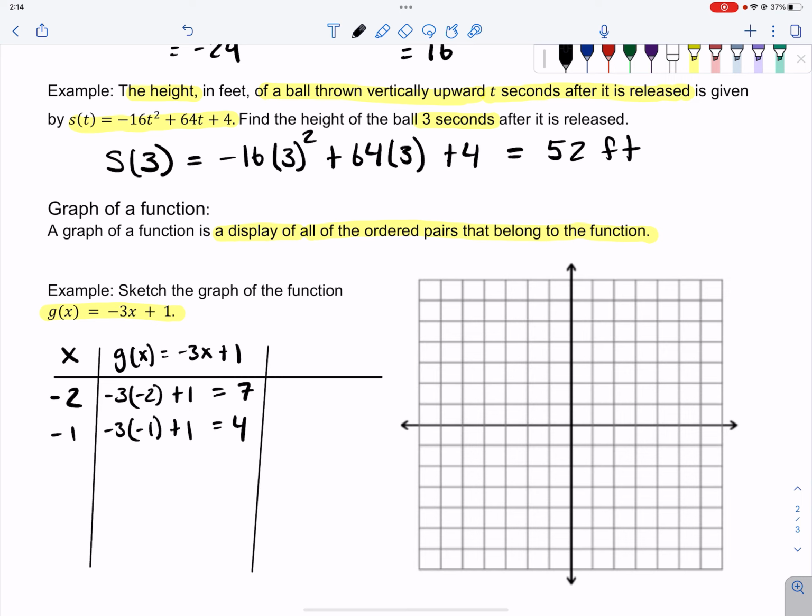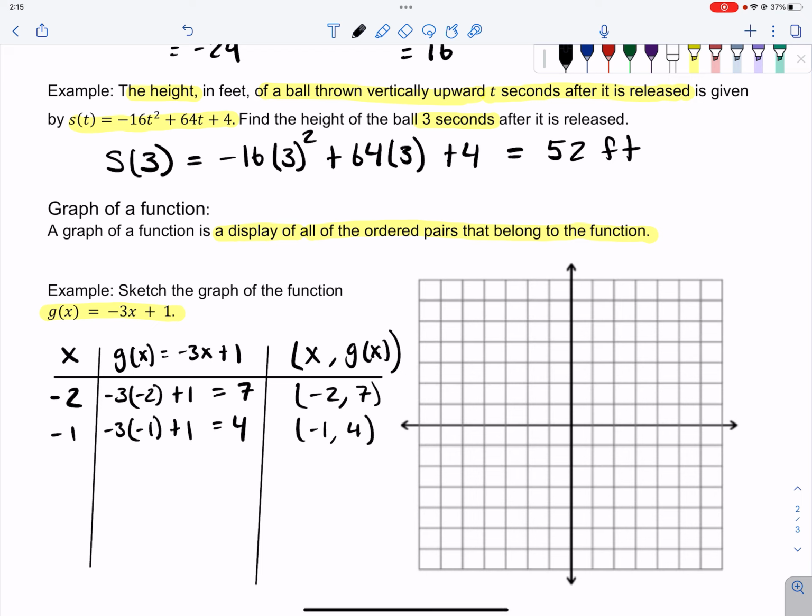And I'm also going to create a third column in this table here to give us our ordered pairs, the x comma g of x, or the x comma y, if you want to think of it like that, where we're going to have negative 2, 7. We also have the ordered pair negative 1, 4. And then let's continue on to get a few more ordered pairs for our graph.